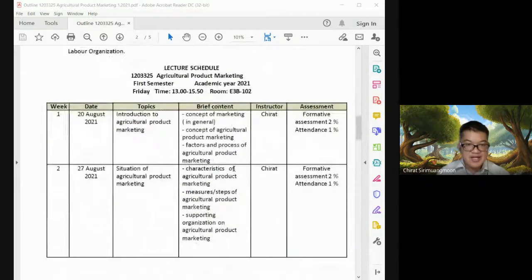So let's go through the program week by week. On August 20, I'm going to teach you the introduction to agricultural products marketing. This is the introduction class. I will ask you to do some assignments, and don't forget that we have attendance, 1%. For the second week, I'm going to go through the situation of agricultural products marketing.